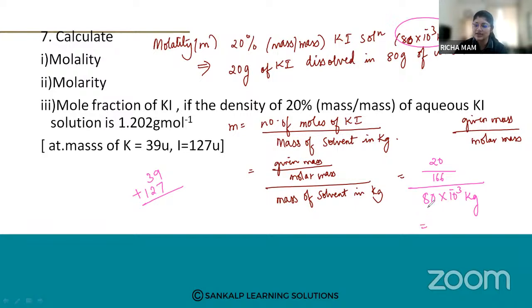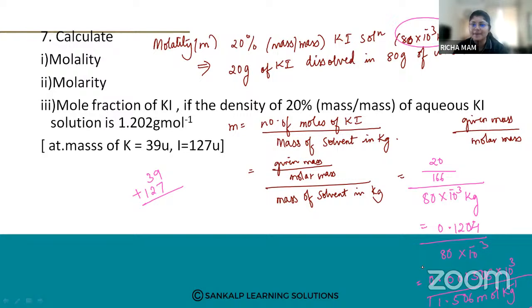So now what will be the values? Just see how it will be. 0.1204 divided by 80 into 10 raised to minus 3. If I divide 0.1204 by 80, it comes to 0.001506. If you transfer 10 raised to minus 3 above and shift the decimal to the right side, it comes to 1.506 mole per kg. So this is the answer in molality.